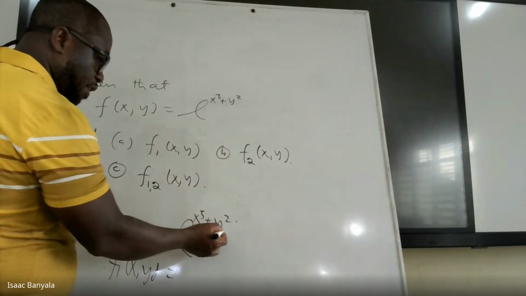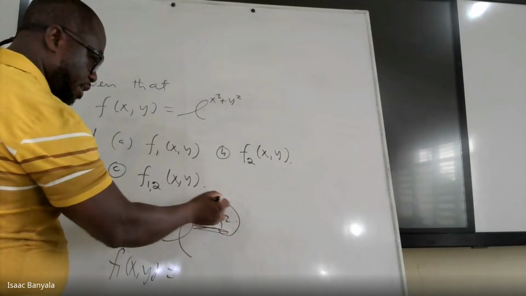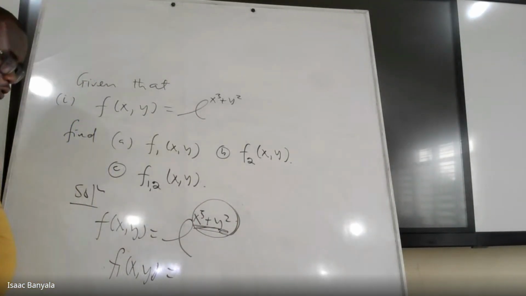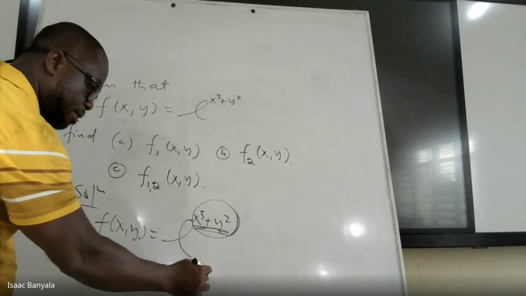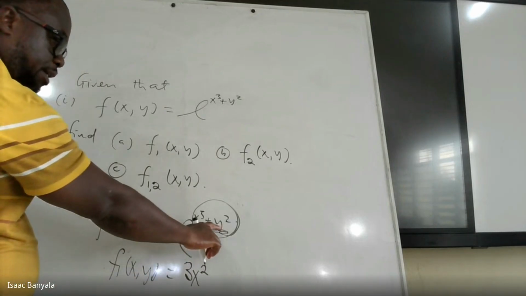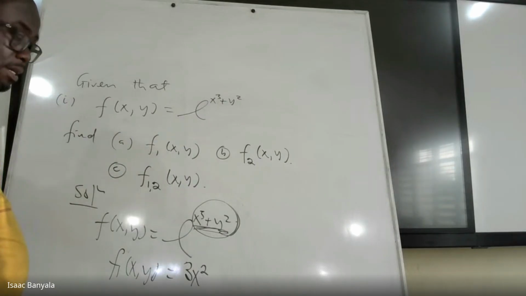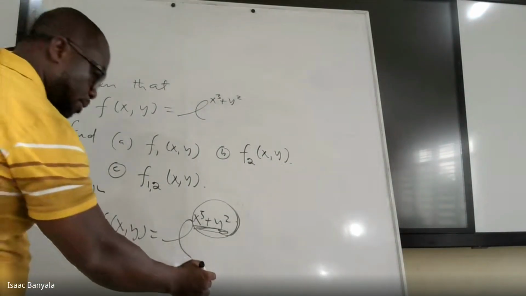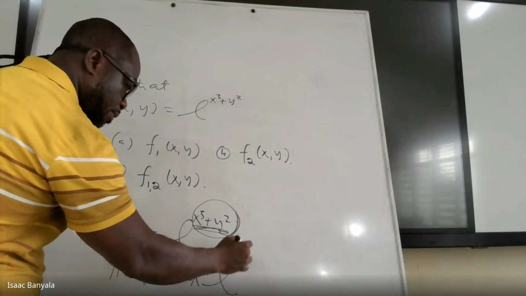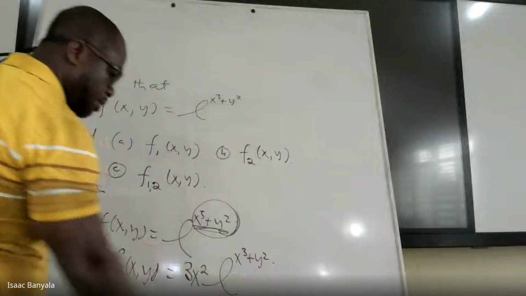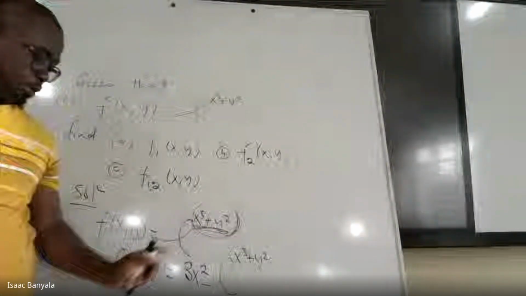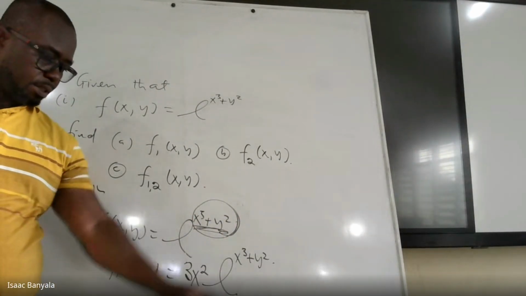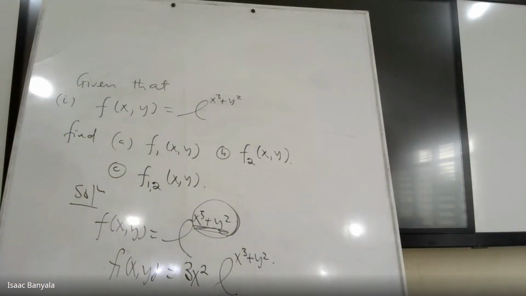I'm to differentiate this function here with respect to x. If we differentiate with respect to x, we get 3x squared. This term, y squared, has no x, so we get 0, it's a constant. Then we multiply by the exponential function itself. Yes, this should be our answer. So we differentiate whatever is here with respect to x, then multiply by the function itself.